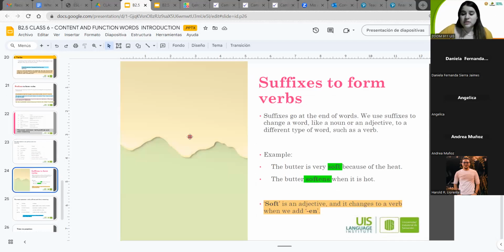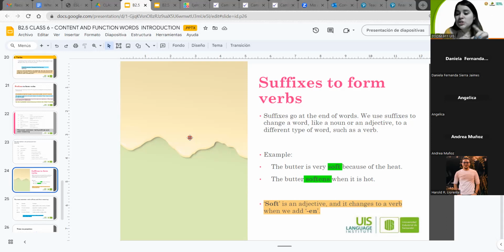Now, suffixes to form verbs. So suffixes, again, they go at the end, and we use suffixes to change a word, like a noun or an adjective, to a different type of word, such as a verb. So for example, the butter is soft, right? Soft is an adjective. The butter is soft because of the heat. Now, the butter softens when it's hot. Una cosa es decir, la mantequilla está suave, a decir, se suaviza, right? Suavizar. Suavizar es un verbo. Suave, adjetivo, suavizar, verbo. Okay?